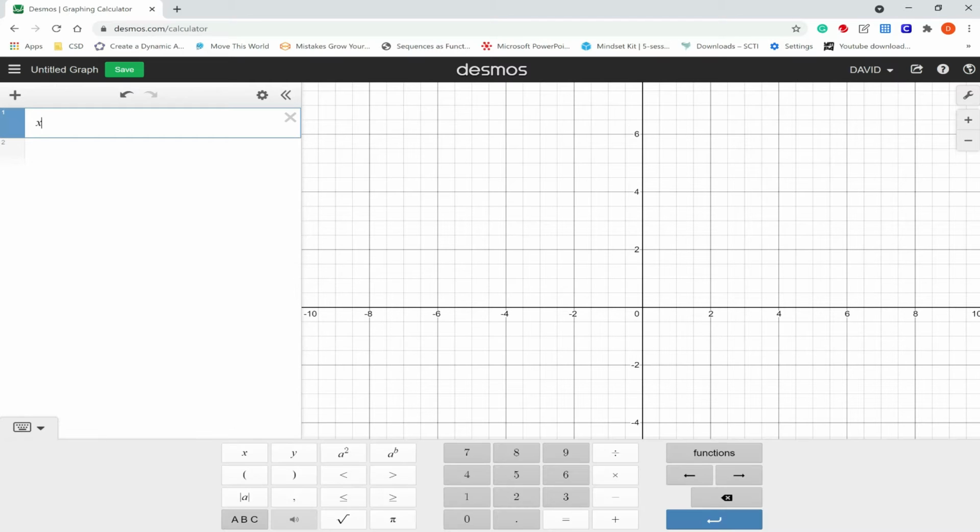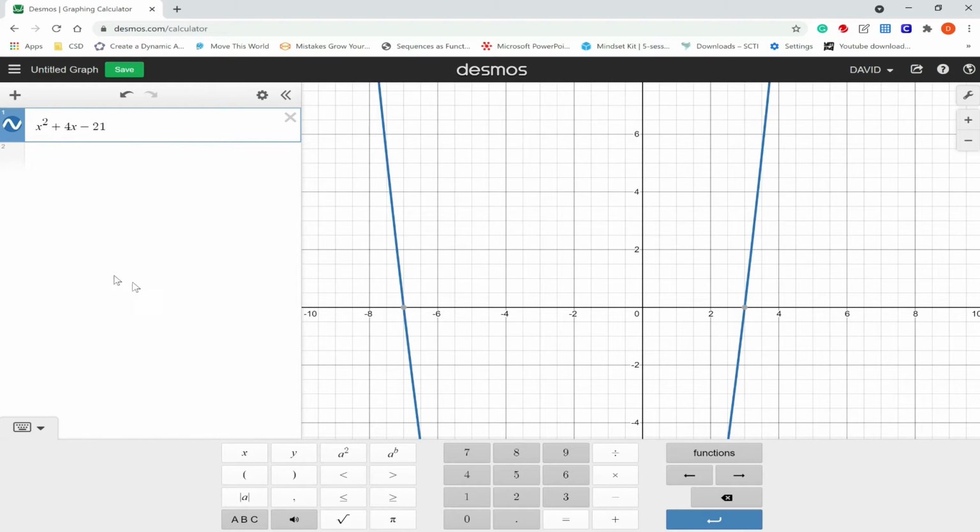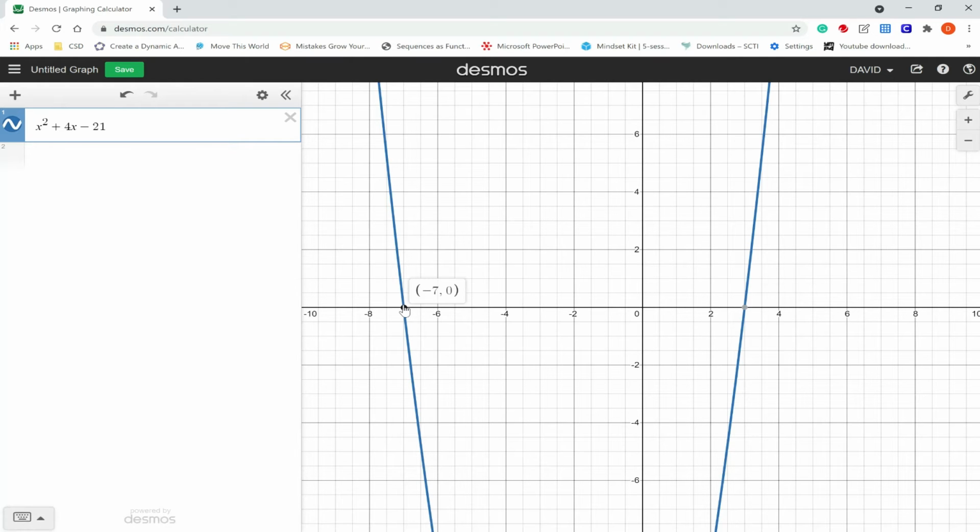So we'll use Desmos for that part. x squared plus 4x minus 21. And we want to know where the zeros are. Our zeros are negative 7 and positive 3. And those are the same two zeros we got using the quadratic formula. And we're done.